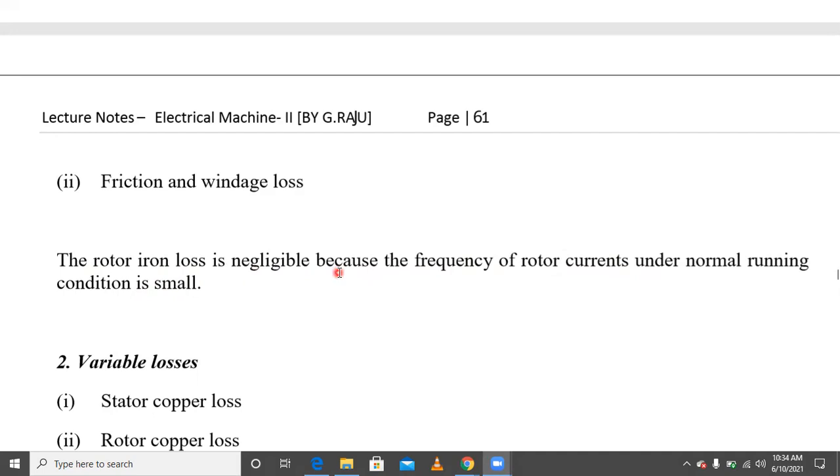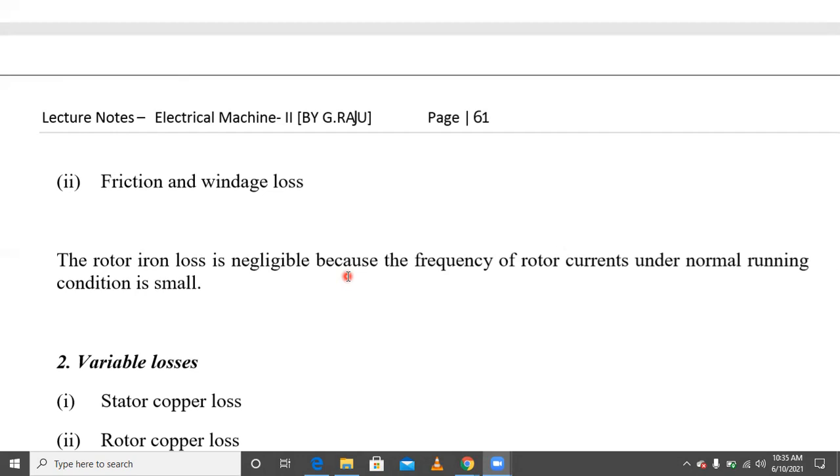The rotor iron losses are negligible because the frequency of the rotor current under normal running condition is very, very small. That's why the rotor iron losses are negligible. You know well, rotor frequency is equal to slip times stator frequency: Fr equals S times Fs. Under running condition, rotor frequency is very, very less.